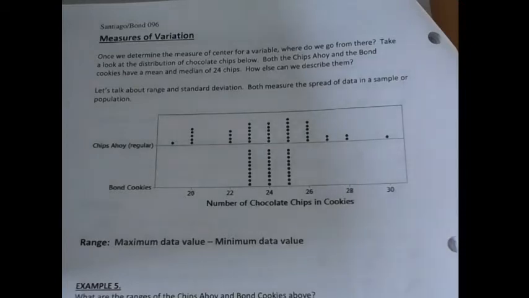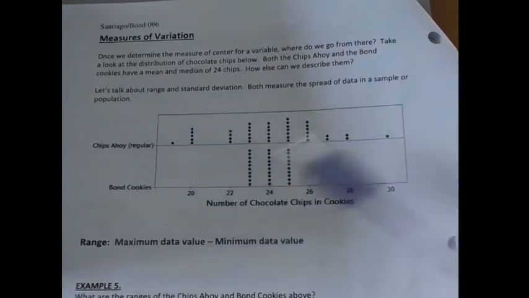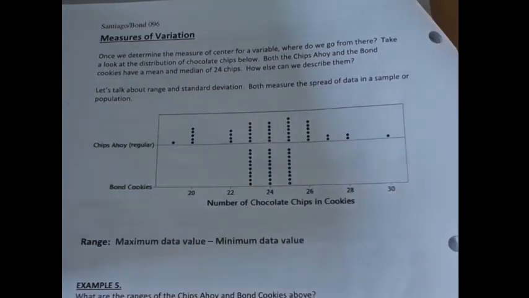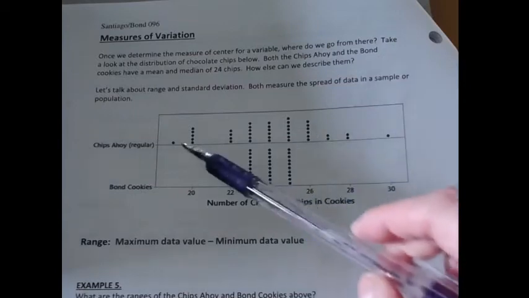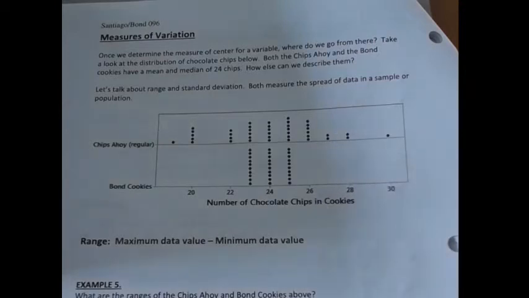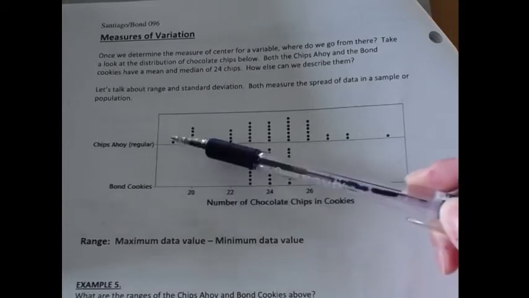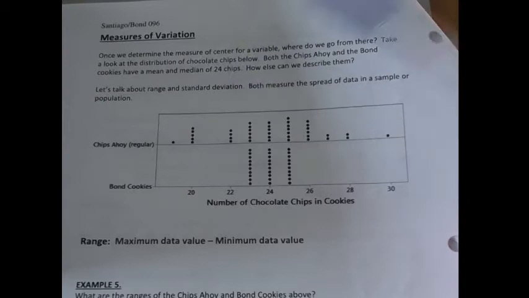So we have something called measures of variation. First off, I want you to look at the distribution of chocolate chips in this particular chart. We have two different types of cookies. We have regular Chips Ahoy, and we have something called Bond cookies. Now, what we've illustrated here with this diagram is that each of these points represents the number of chocolate chips in that particular cookie, right? So for instance, in our first cookie, we notice we had 18 chocolate chips, okay? So essentially it's like saying, let's map out how many chocolate chips are in each of these cookies.